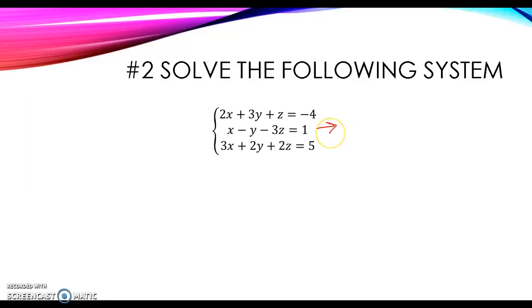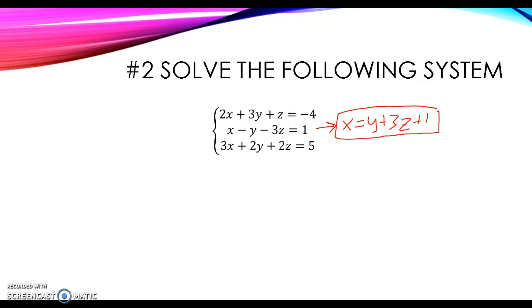And what I'm going to do is take this second equation and solve it for x. And so if I solve that for x, I will have x equals, I would add y to the other side, I would add 3z to the other side, and I already have the 1 on the other side. And so x equals y plus 3z plus 1.